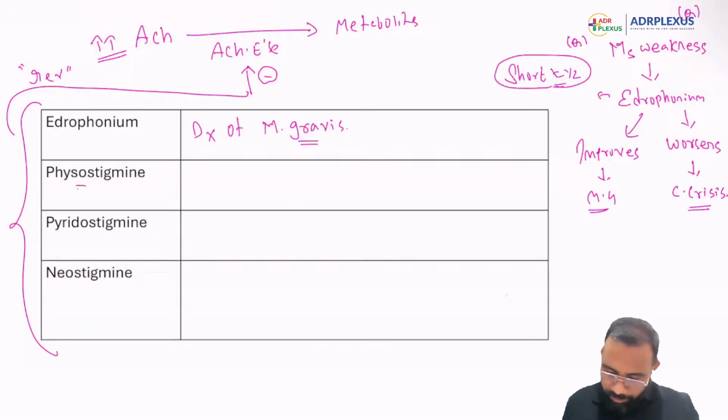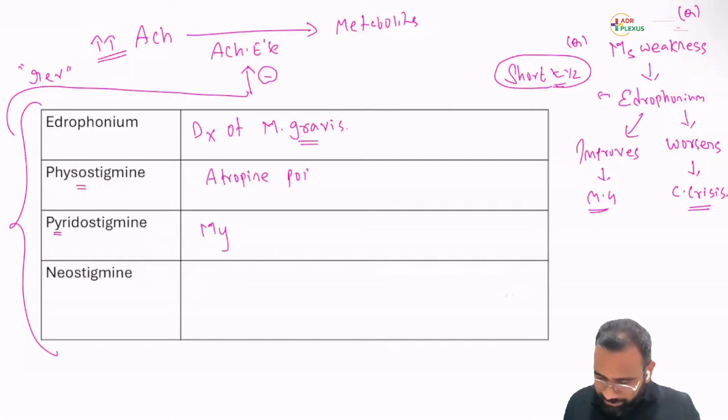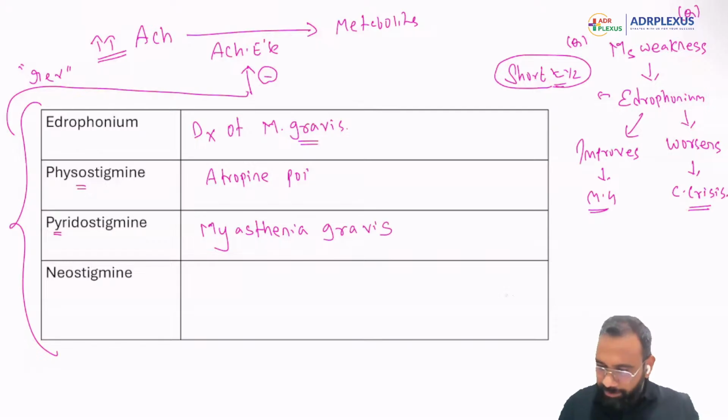Next, physostigmine, we know that is for atropine poisoning. Pyridostigmine, that's what I told you, is for myasthenia gravis. Don't get confused between physostigmine and pyridostigmine. Myasthenia gravis, second letter is Y. Pyridostigmine, second letter is Y.